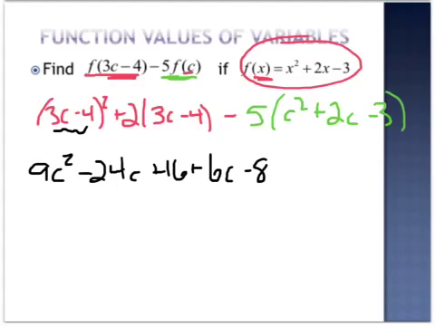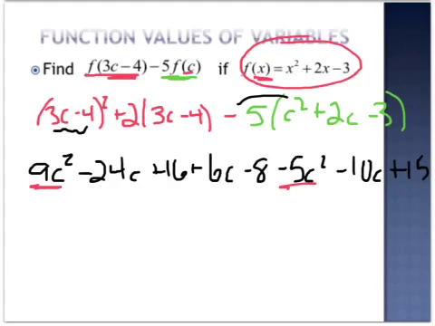So minus 5 c squared, and that's a minus 10c. And that will be a plus 15. Alright, so I'm going to highlight some like terms here. C squared, right there, so that's going to be a 4c squared. And then let's highlight our c's. So negative 24c plus 6c minus 10c.